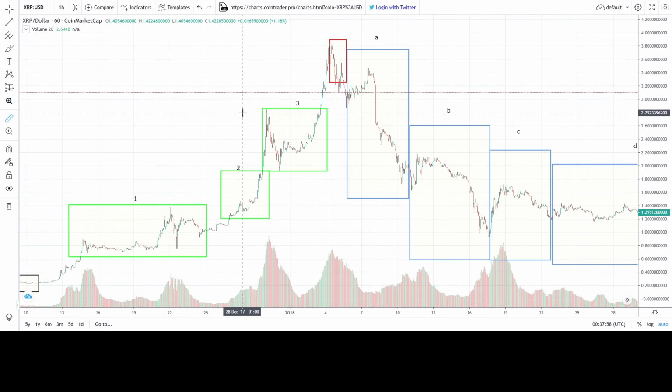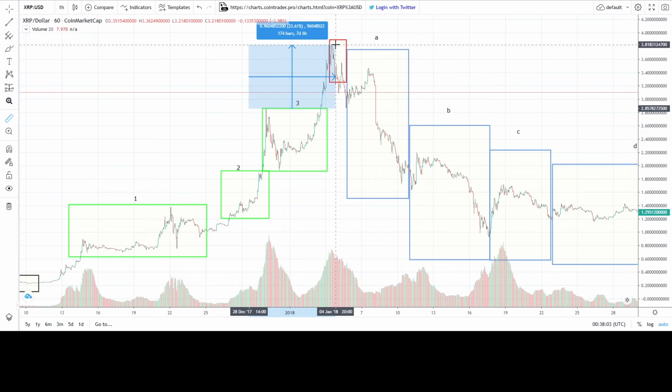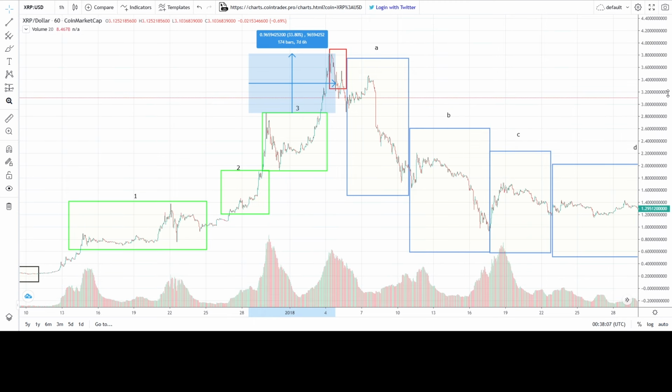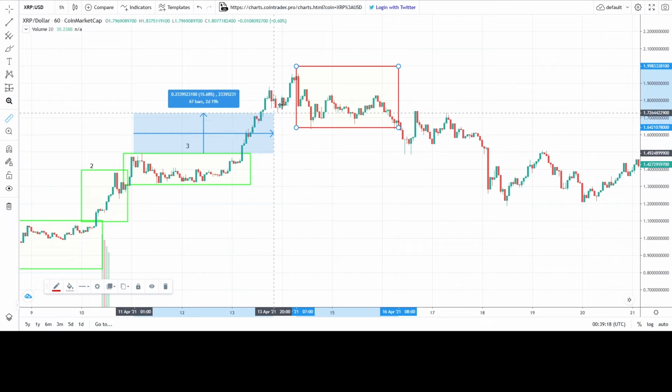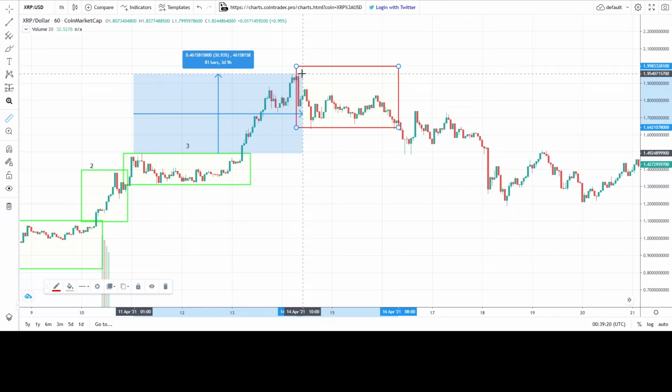So this one takes place in December 2017 / January 2018. And roughly it is 33, maybe 34%. Let's go to the next one. Okay, so this one takes place in April 2021. Let's measure from the top of the third corrective structure to the peak. That is roughly 30, maybe could be 31%.